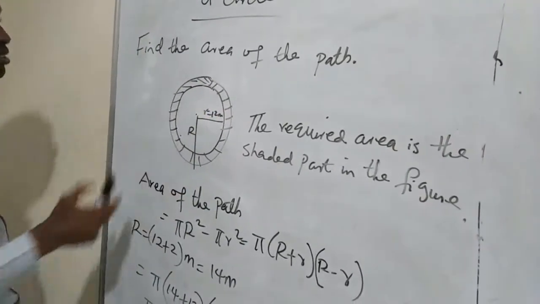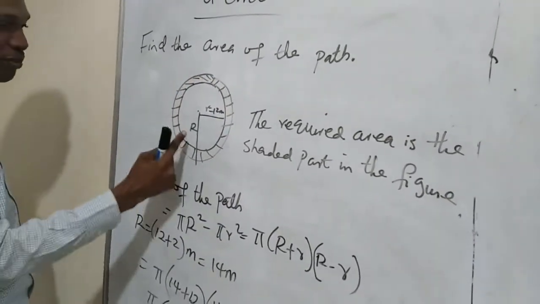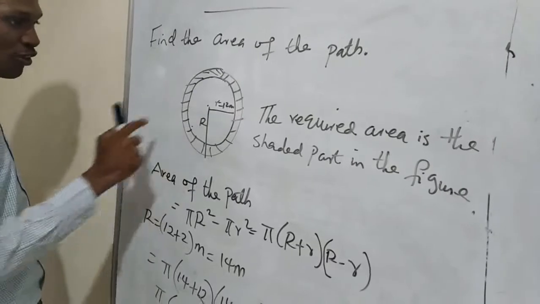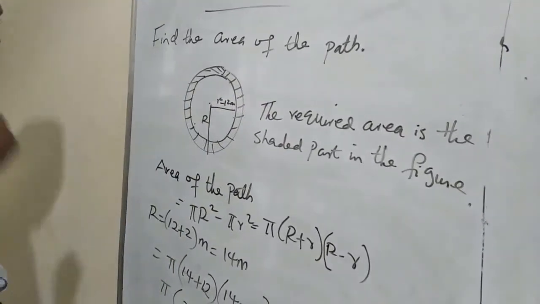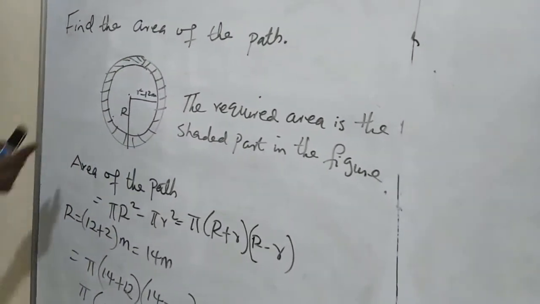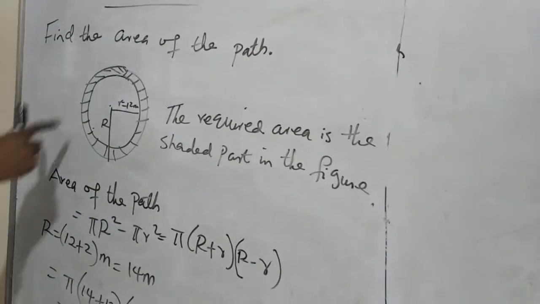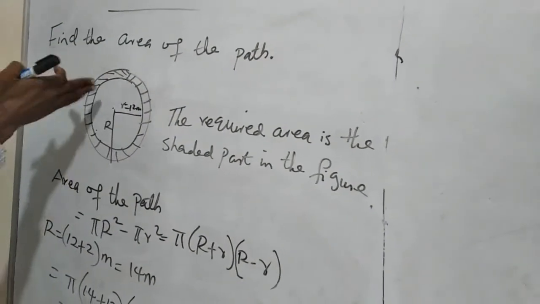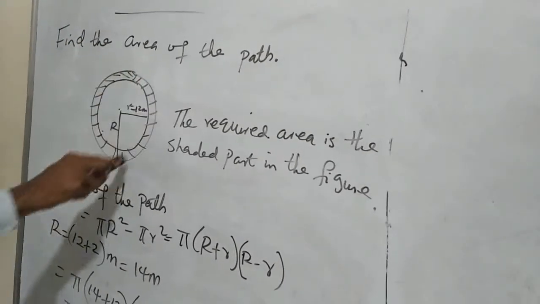That is small r. Since we have a pathway of 2 meters, we add it to the radius of our bigger circle, which gives us 12 plus 2, that's 14 meters. That means the small one is 12 while the bigger one is 14 meters. We have to find the area of the pathway. For us to find the area of the pathway, we find the area of the bigger circle and the area of the smaller circle. We subtract the area of the smaller circle from the bigger circle. The answer gives us the area of this pathway.